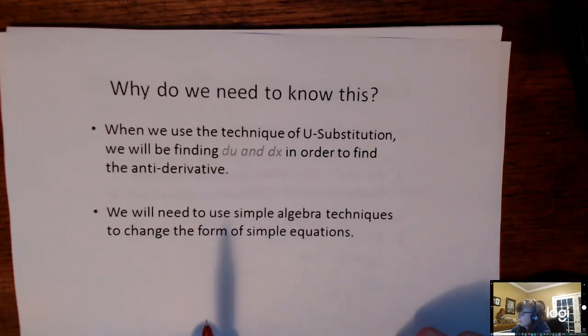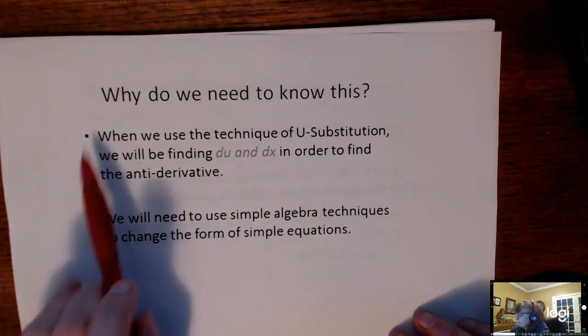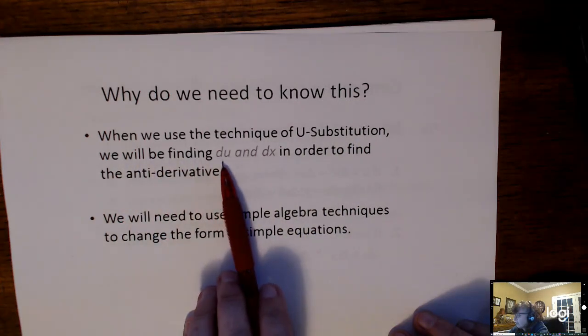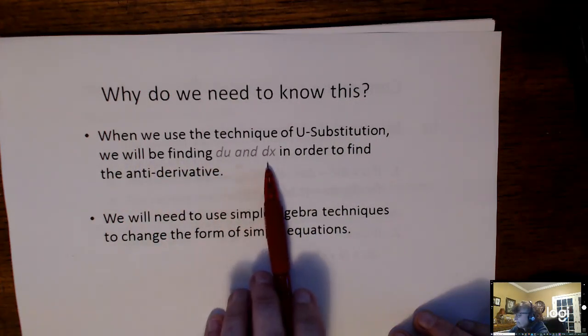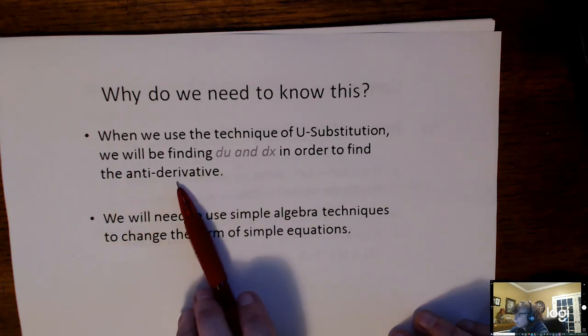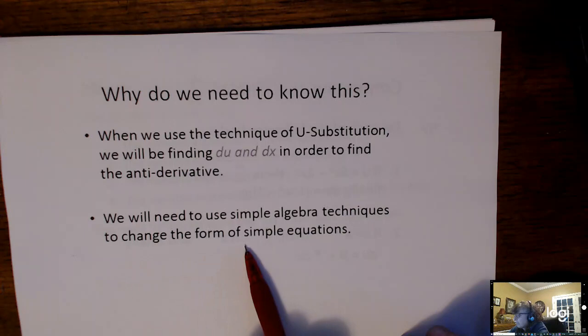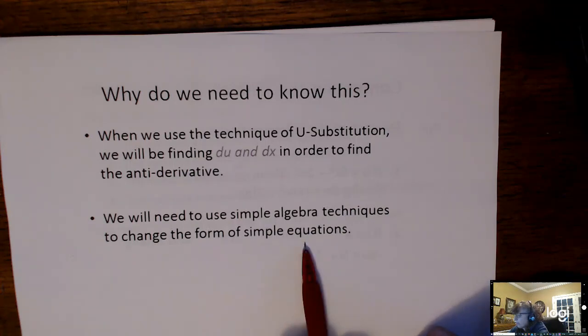Alright, so why do we need to know this? When we use the technique of U substitution, we're going to be finding du and dx in order to find the antiderivative. And we will need to use simple algebra techniques to change the form of simple equations.